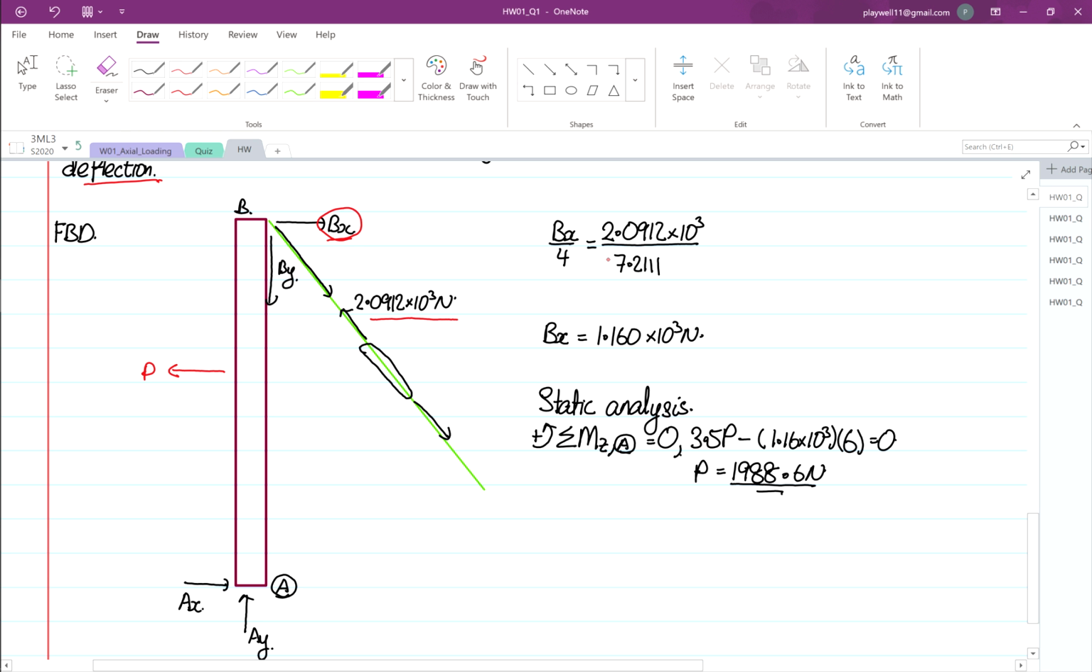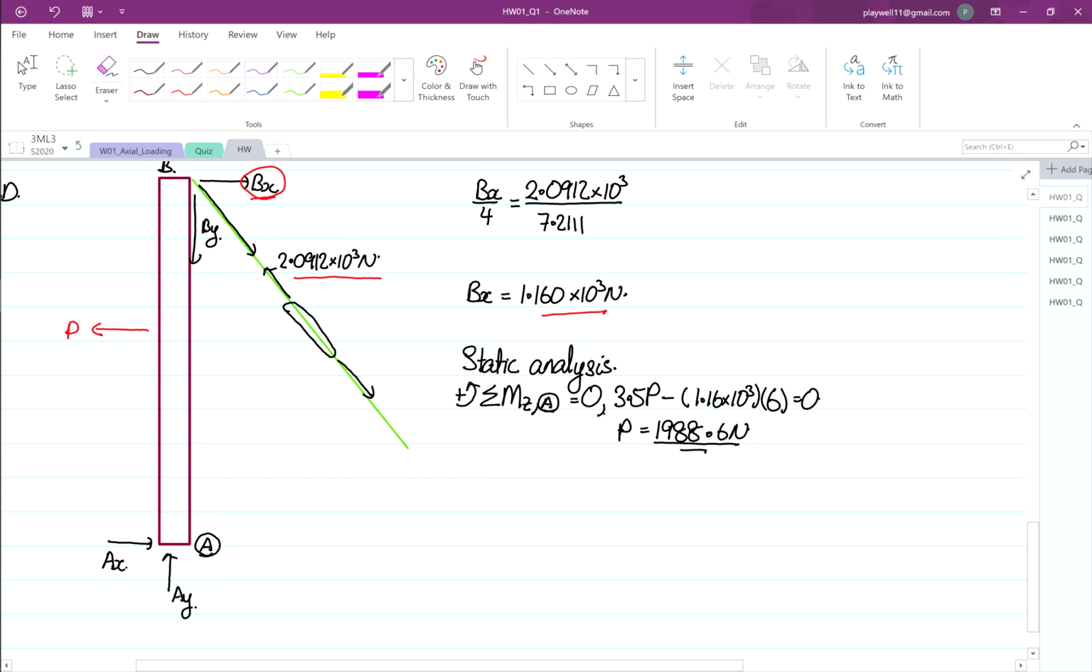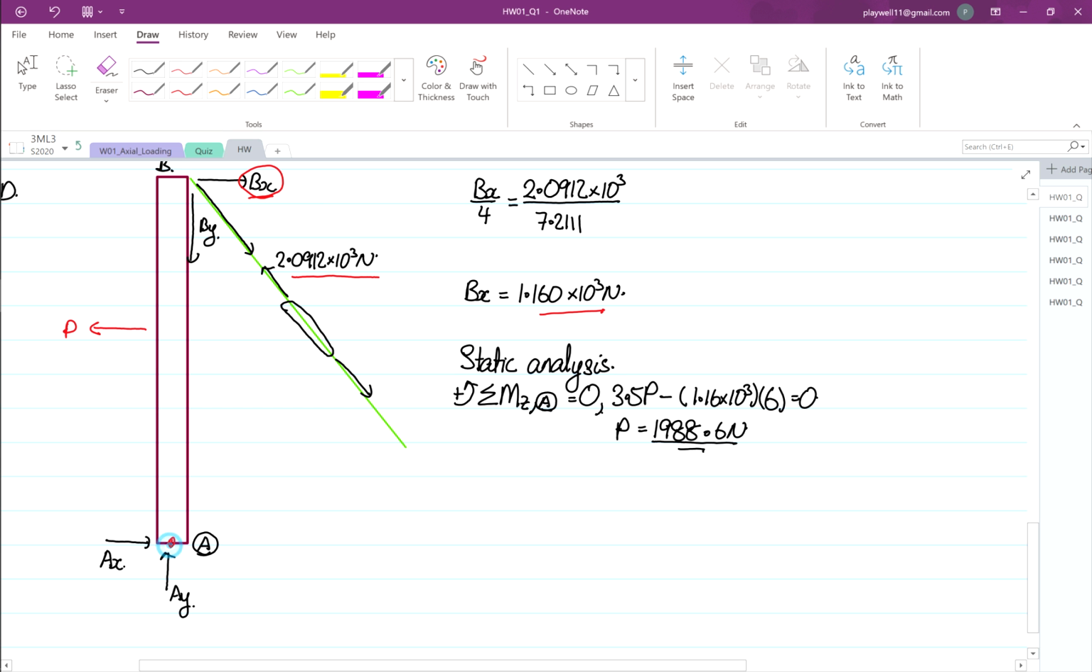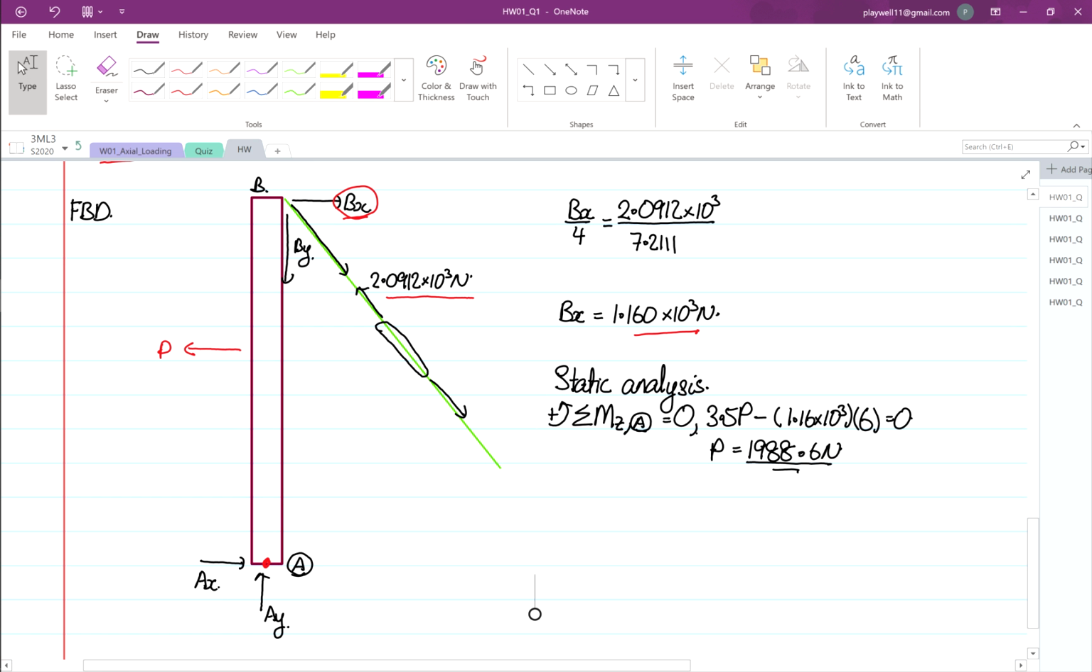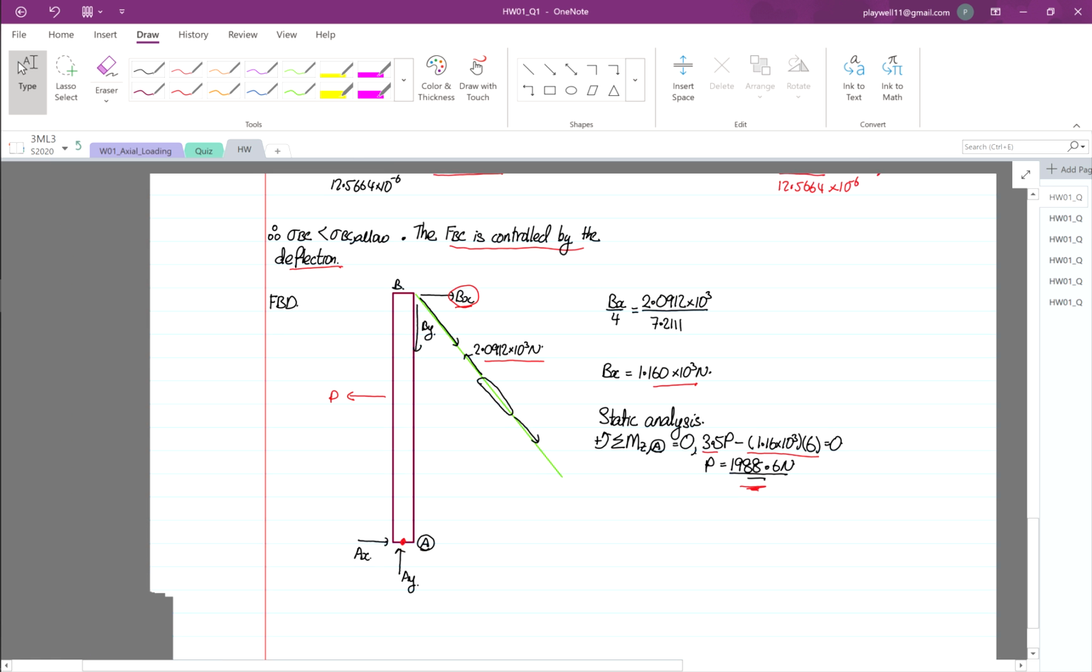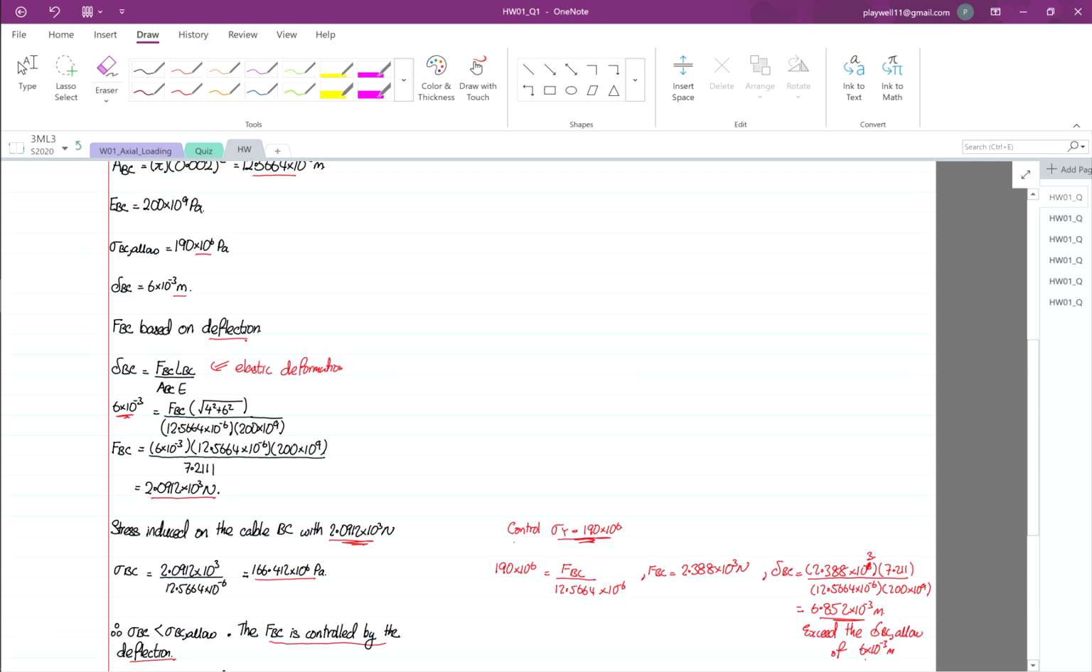This is using similar triangles. You can use angles, the answer will be the same. Then your BX is this amount. And then you do static analysis about point A, with everything anti-clockwise positive. So P is anti-clockwise, and the 1.16 times 10 to the power 3 will be clockwise, so minus. That's why when you calculate P, it will be 1988.6 Newton. So this is for question number 1.